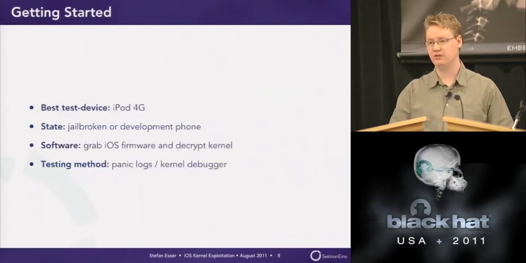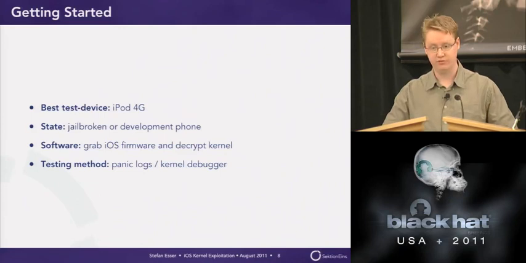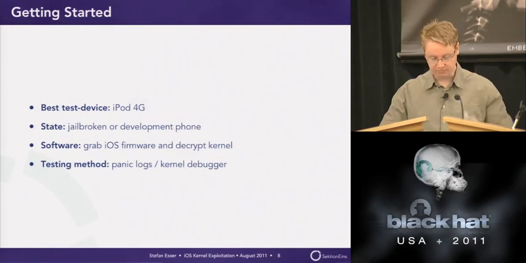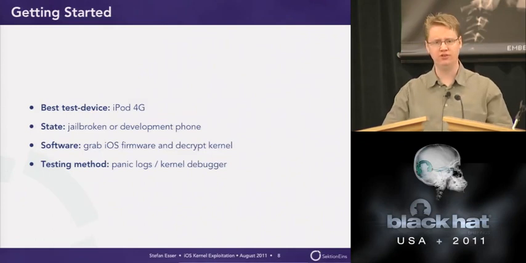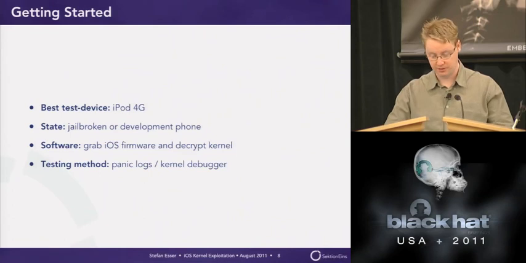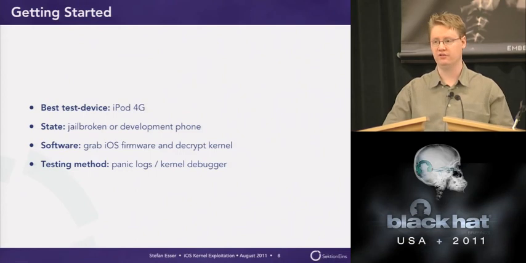So when you want to get started exploiting, first you need a device. I recommend getting an iPod 4G because it's very similar to an iPhone 4, and you don't have the GSM and CDMA stuff, which can stop you from downgrading or make it harder to downgrade to older versions of the software. In addition, it still has a boot ROM exploit, so it's very nice to start with. But of course, you can take your iPhone or your iPad, as long as you can actually work with it.